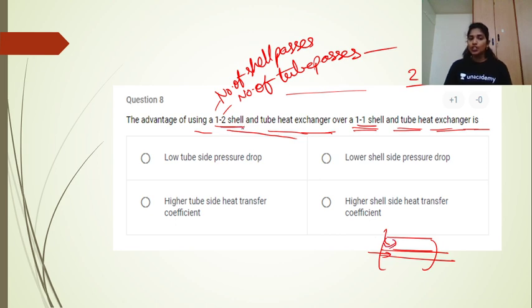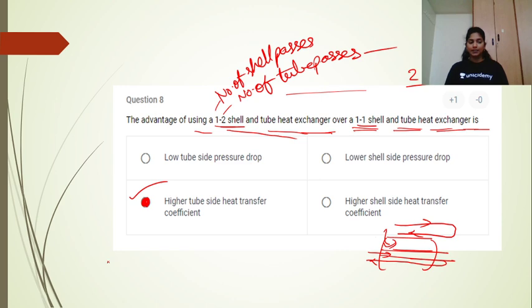But in a 1-2 shell and tube heat exchanger, the number of passes through the tube is 2, meaning the fluid enters like this and again enters in the opposite direction also, right? The liquid is allowed to get in contact with the hot fluid 2 times. Because of this, more heat transfer will occur on the tube side. So a higher tube side heat transfer coefficient is the advantage of the 1-2 shell and tube heat exchanger over the 1-1 shell and tube heat exchanger. Okay, so this is the correct answer.